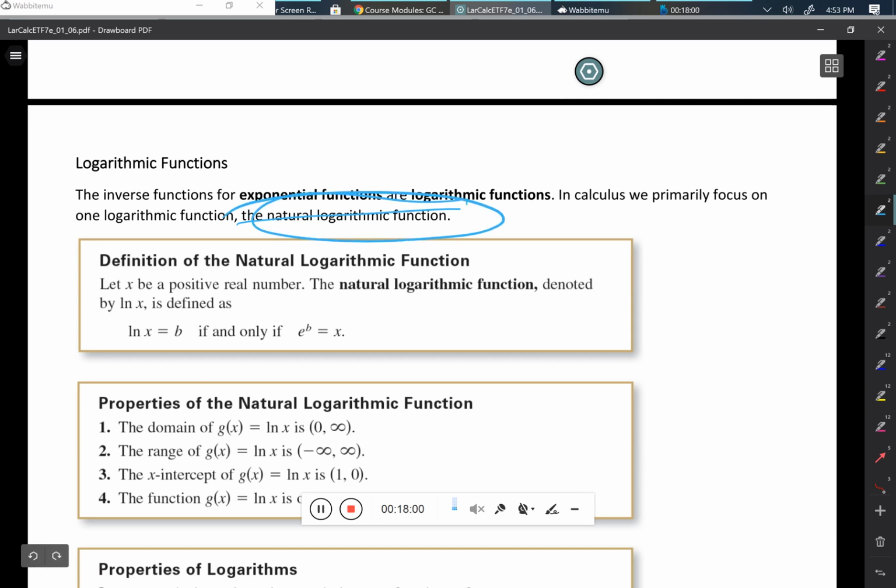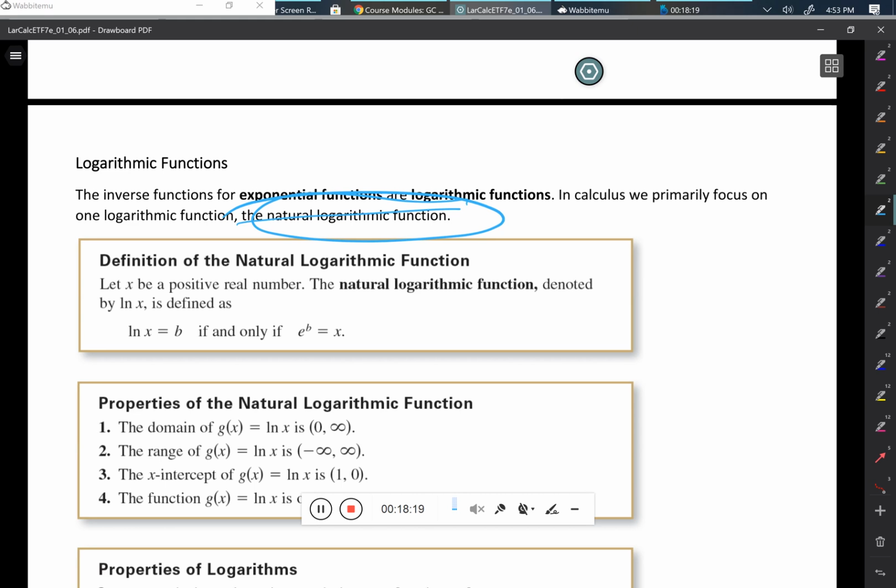And the reason we like the natural logarithmic function is because it's based off of that natural number e. Now, as we get deeper and deeper into calculus, you'll start to see why we really like that natural log function so much. Right now, you might be looking at going, I don't understand why it's so good.